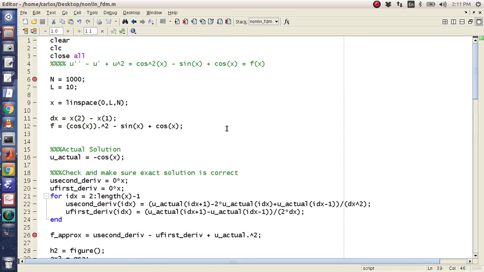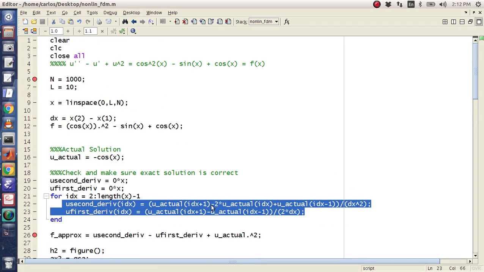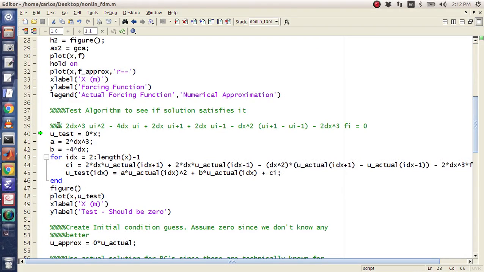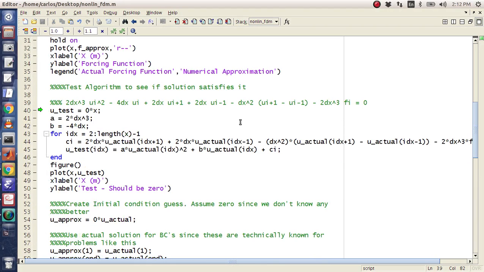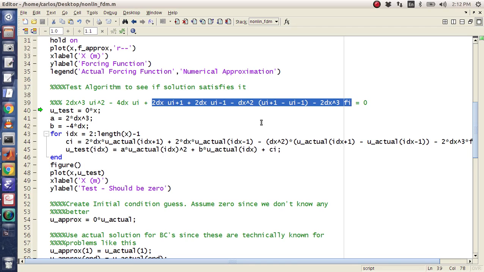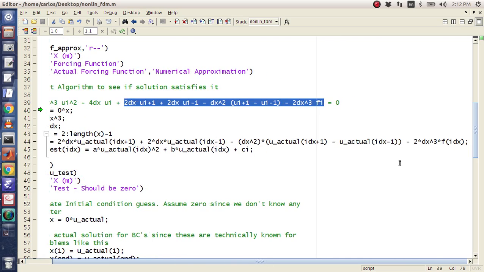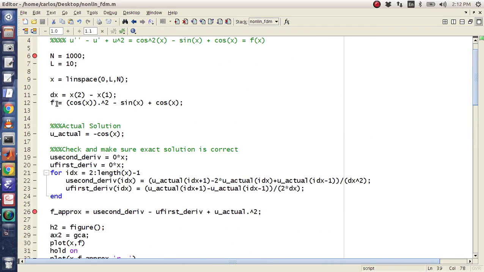So basically what I did was I substituted in these two equations into here to get the finite difference approximation, and then put it in this form. And then the form that you end up getting, all of this is a variable called c. So here's 2dx u of I dx plus 1, 2dx u of I dx minus 1, minus dx squared, u of I dx plus 1 minus u of I dx minus 1, minus 2dx cubed of f. And remember, f we defined up here.